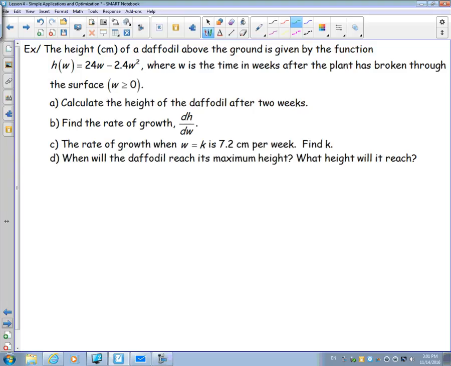Let's try the next one. The height of a daffodil above the ground is given by this function, where time is in weeks after the plant has broken through the surface. Figure out the height after 2 weeks. Okay, well that's a point along the way. Height at time 2. Put in our 2 and see what happens. If we do that right, I got 38.4 centimeters. After 2 weeks, we reached 38.4.